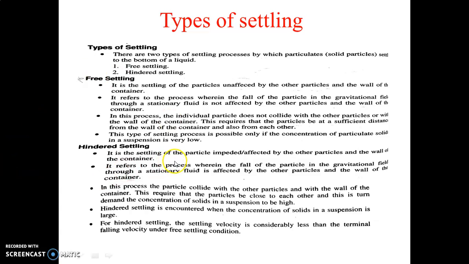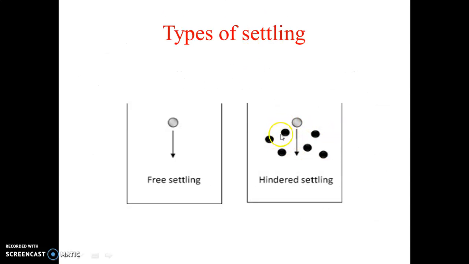And next is hindered settling. So what is meant by hindered settling? It is the settling of particles affected by the other particles and the wall of the container. That settling is called hindered settling. If we look at this figure, these black dots are the other particles. When this particle settles, it may collide with these particles, or sometimes it may collide with the wall of the container or basin. This type of settling is called hindered settling.